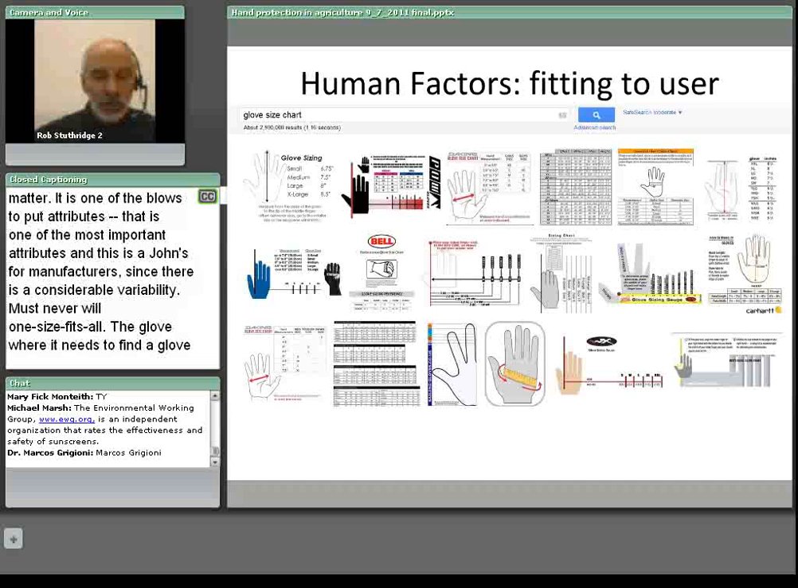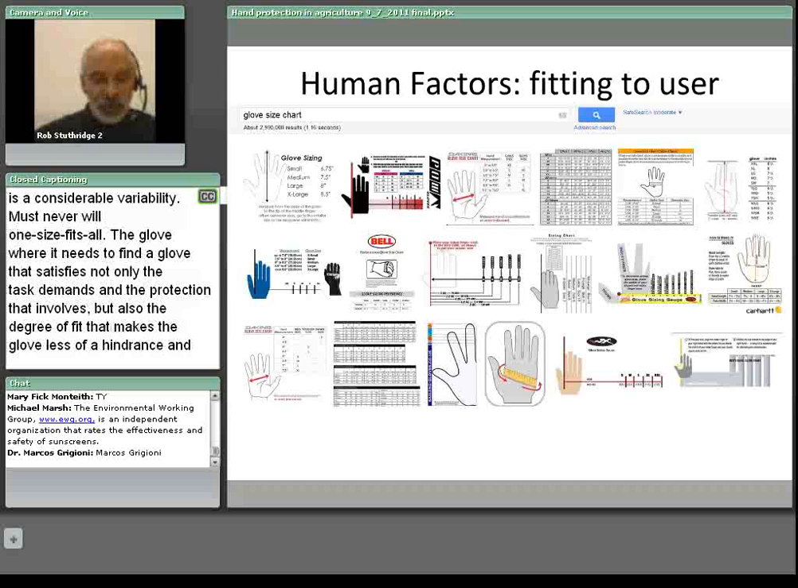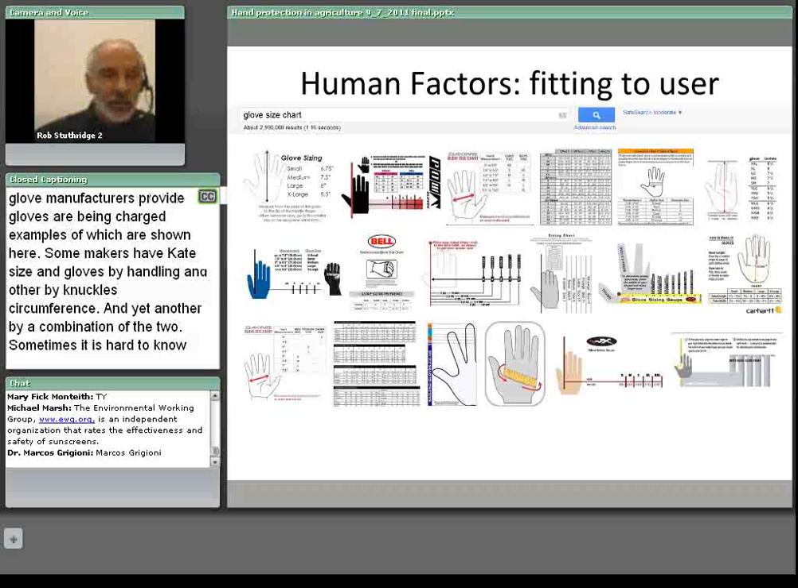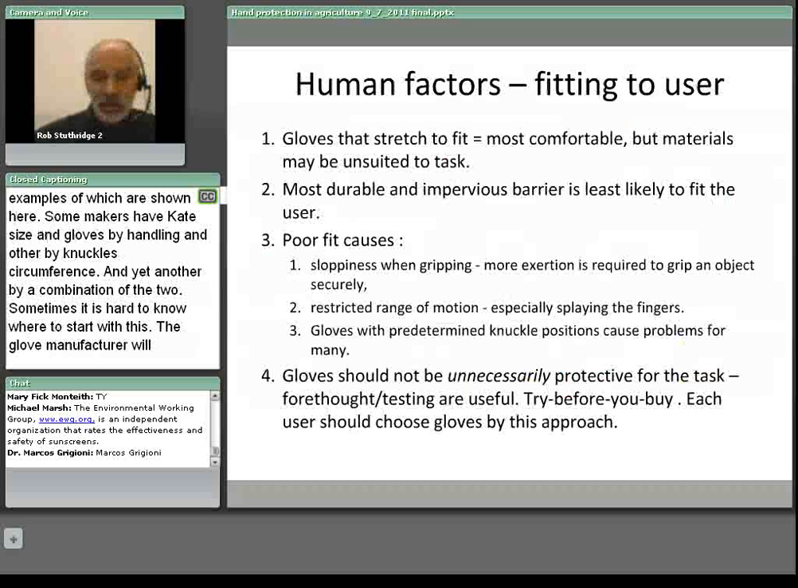To try to help, glove manufacturers provide glove sizing charts, examples of which are shown here. Some makers advocate sizing gloves by hand length, another by knuckle circumference, and yet another by a combination of the two. Sometimes it's hard to know where to start with this, but the glove manufacturer will generally be able to tell you the basis for the dimensions that are given in their gloves.